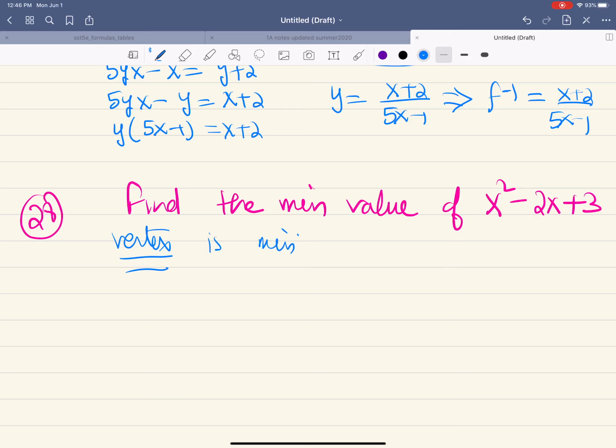And how do we find the vertex? The x coordinate of the vertex is found by the formula negative b over 2a, which is negative negative 2 divided by 2 times 1, which is 2 divided by 2, which is actually 1.